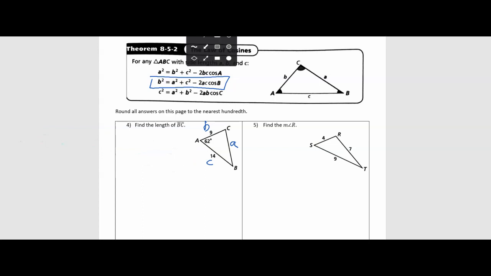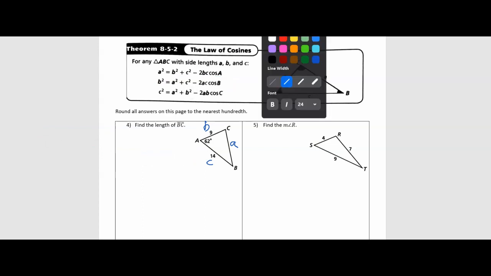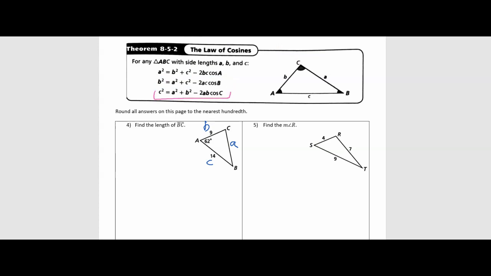Let's check out the third one. So little c is 14, so 14 squared is equal to a squared plus little b squared, so 9 squared, minus 2 times a times little b, which is 9, times cosine of big C. Well, again, I don't know cosine of big C because I don't know C. So here I still have two variables, so it means I can't solve this equation. And there's a reason I chose to work through 2 and 3. I wanted to show you that those two wouldn't work in this scenario.